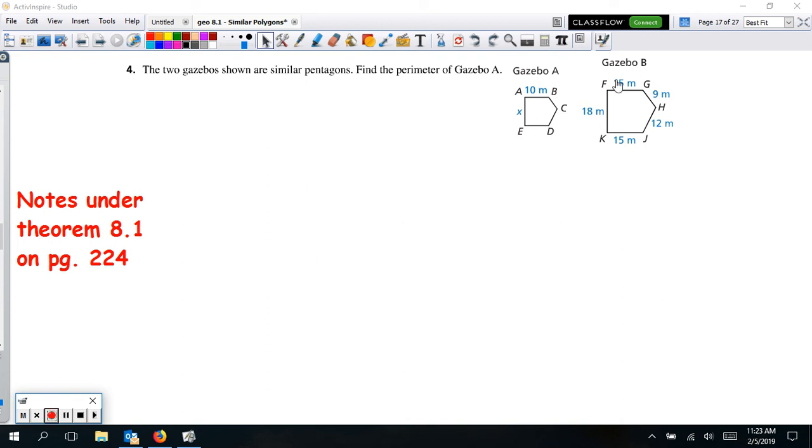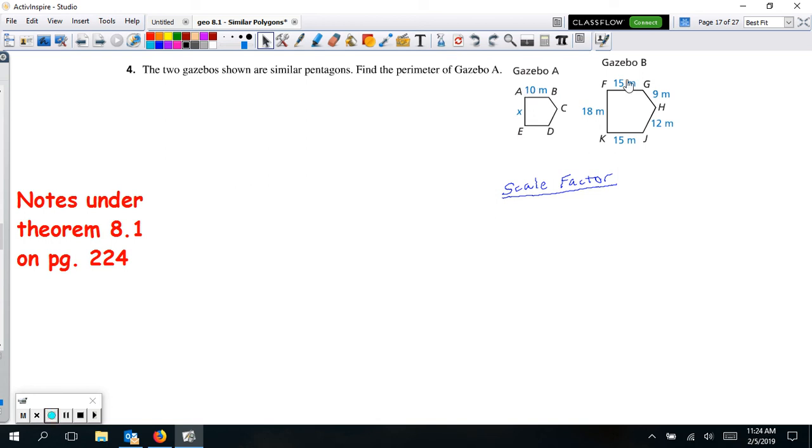First thing we need to figure out is the scale factor of our similar figures here. So for the scale factor, I'm going to start with A and B, A on top and B on the bottom. What we do know is the AB side here on gazebo A. We don't know any other side. In fact, it tells us X here. That's actually kind of throwing us off. We don't have to find X. It doesn't say to find X anywhere in here. It just says to find the perimeter. So it's not necessary for us to figure this out to figure out what the perimeter is. But as long as we have one side length on this figure, we're good.